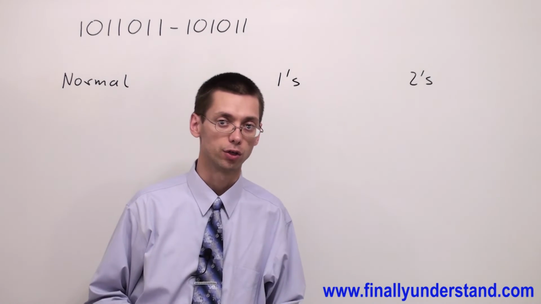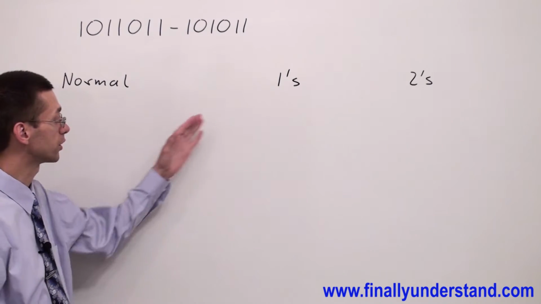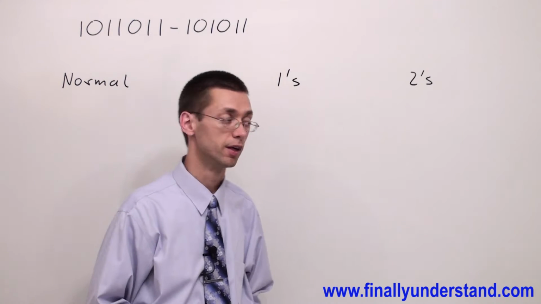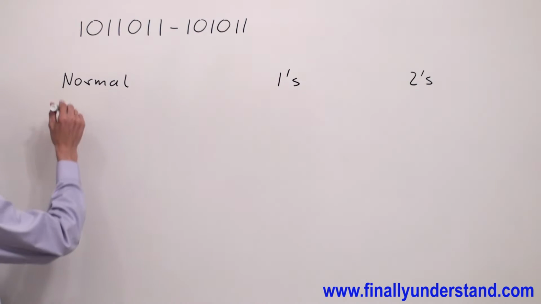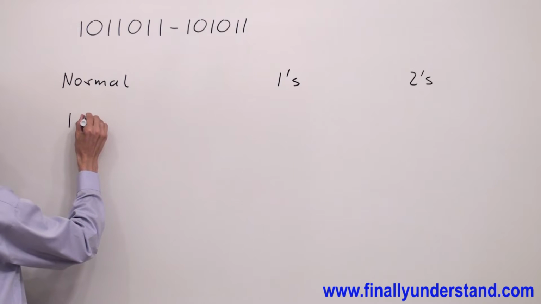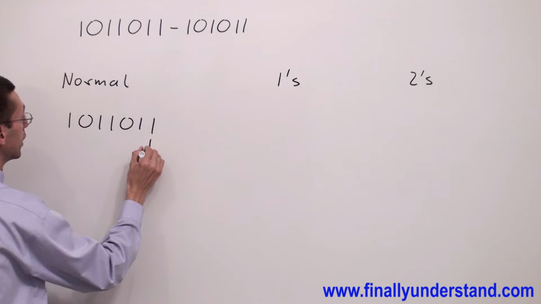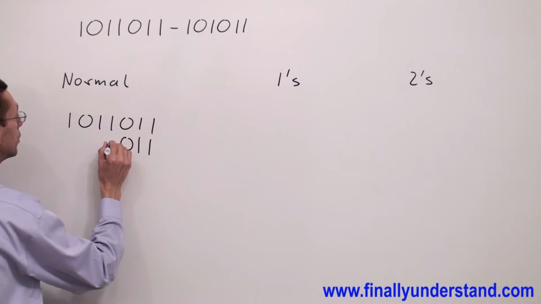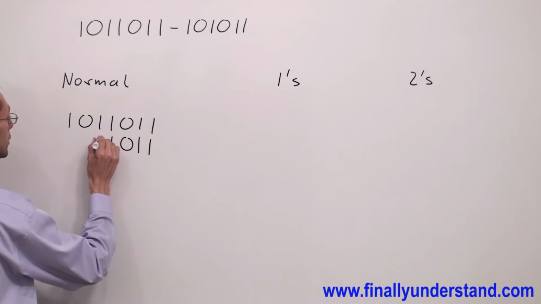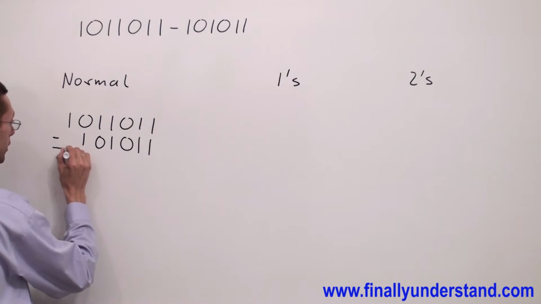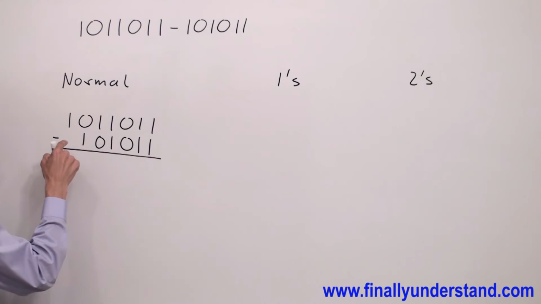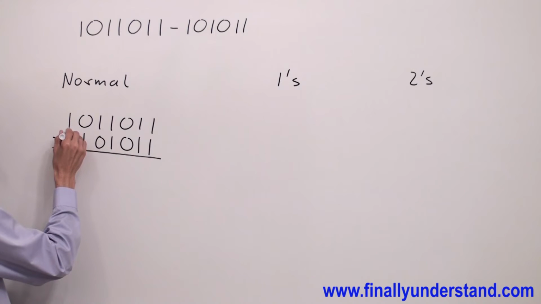Let's take a look at this example. Again, we're supposed to subtract these two binary numbers using the regular subtraction, 1's complements and 2's complements. Let's copy this problem down. We have 1, 0, 1, 1, 0, 1, 1, and I have 1, 1, 0, 1, 0, 1. Remember, anytime we do not have any bit, there is always an invisible 0, so you can always add 0.